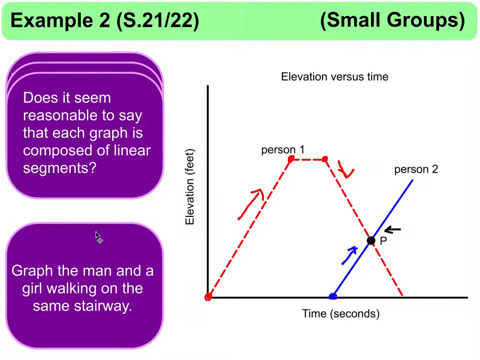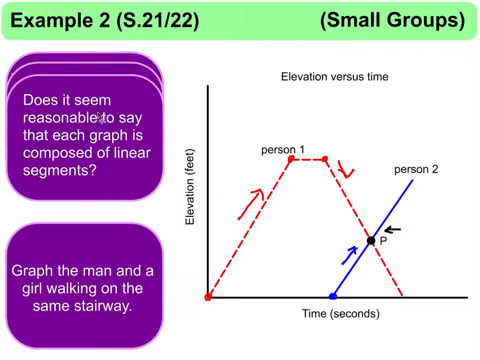So one of the questions a teacher might ask is, does it seem reasonable to say that each graph is composed of linear segments? The teacher is looking for the student to say yes in this design because this is a straight line, another straight line, and down a straight line, and then the girl's movement is in a linear path forward as well.